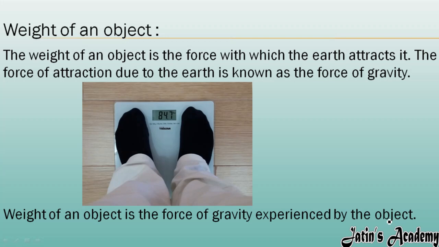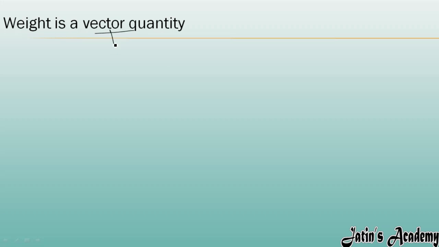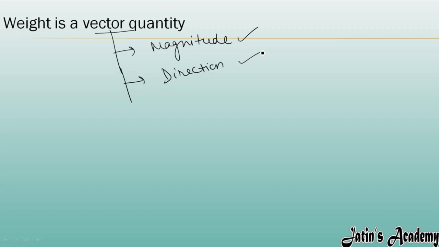Now we are having: weight is a vector quantity. Vector quantity, as I already told you, in vector quantity we are going to see magnitude as well as direction. So weight is also a vector quantity in which we will see magnitude and we will see direction. For example, weight is 5 Newton. So here 5 means magnitude. 5 is also important. Direction also: weight is applying downside, or it is moving upside against the gravity. So that is also important.